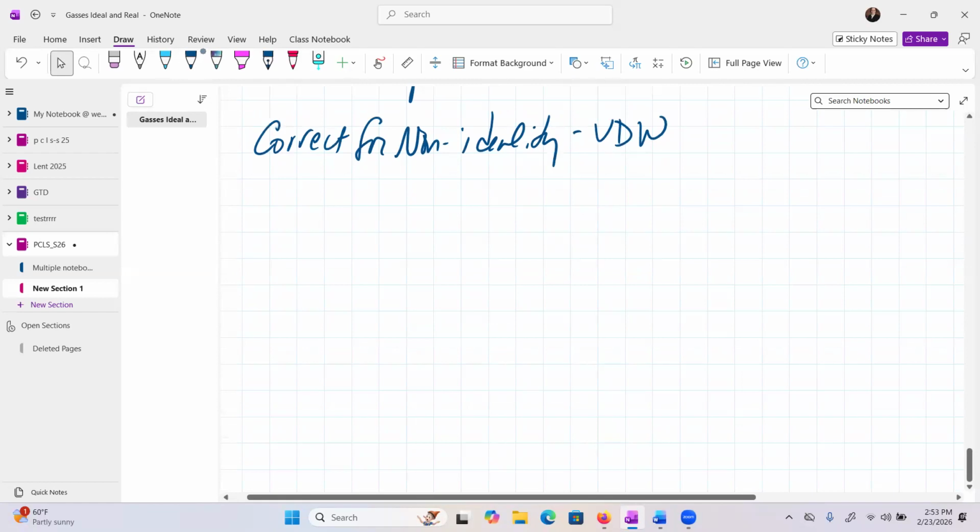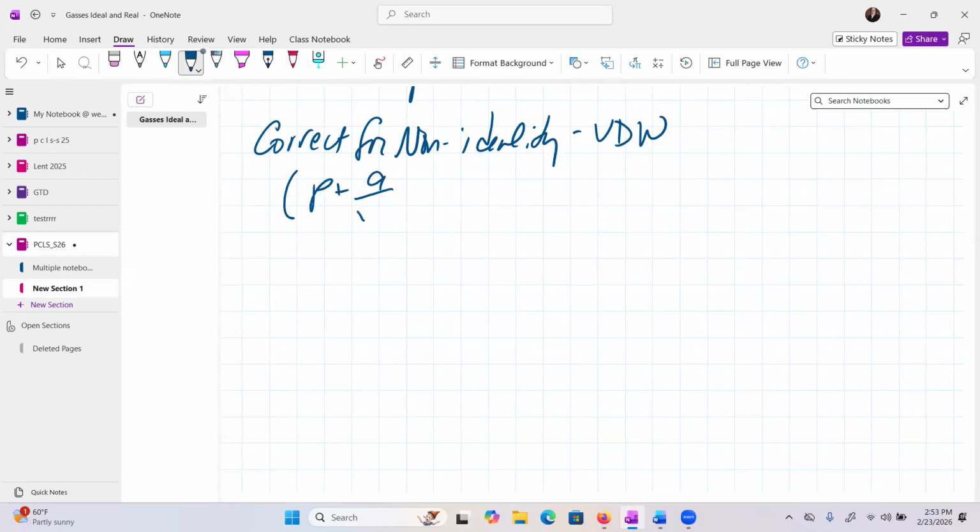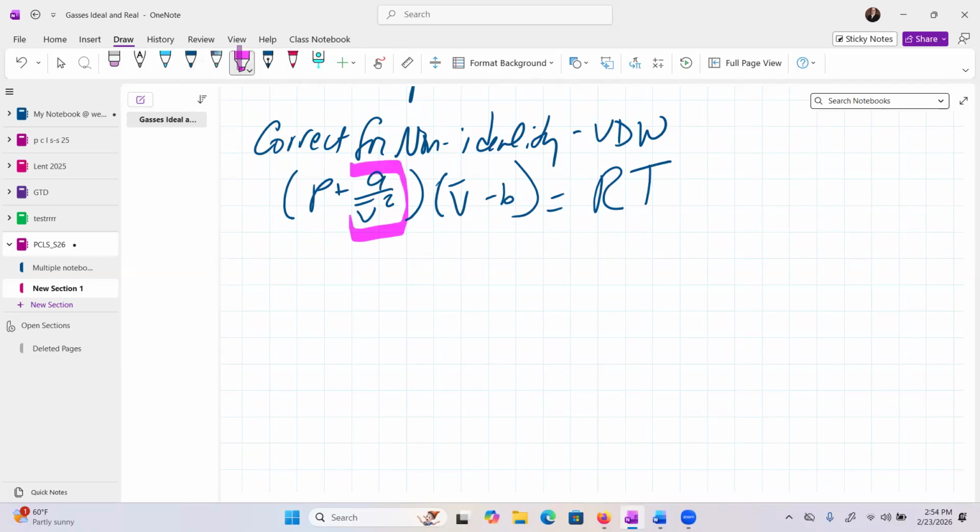It looks like this: (P + a/V̄²)(V̄ − b) = RT. P V̄ = RT. Looks familiar, doesn't it? So essentially what you have is some correction factors. Let's just take a look at what's going on here. We have these correction factors.